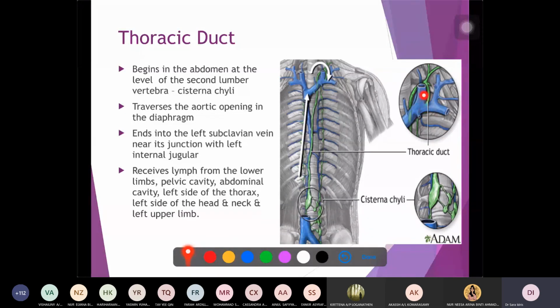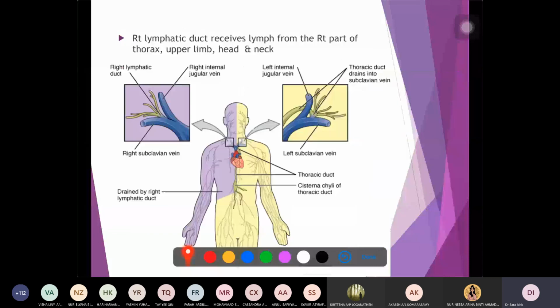This junction here. So it will drain all the lymph from your abdomen and your lower limb to go upwards, and then all the thoracic lymph will also drain into here, and eventually it will go back into the systemic circulation at the junction where the subclavian vein and the internal jugular vein meet. So it receives lymph from the lower limbs, the pelvic cavity, the abdominal cavity, the left side of the thorax, the left side of the head and neck, as well as the left upper limb. So it's quite an important lymph vessel, the thoracic duct.